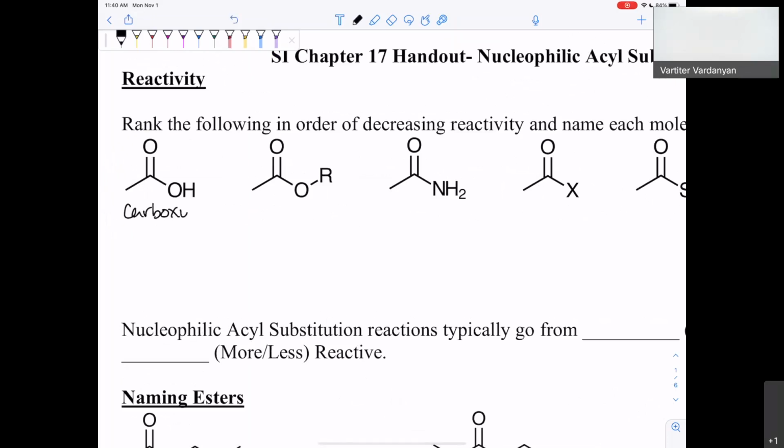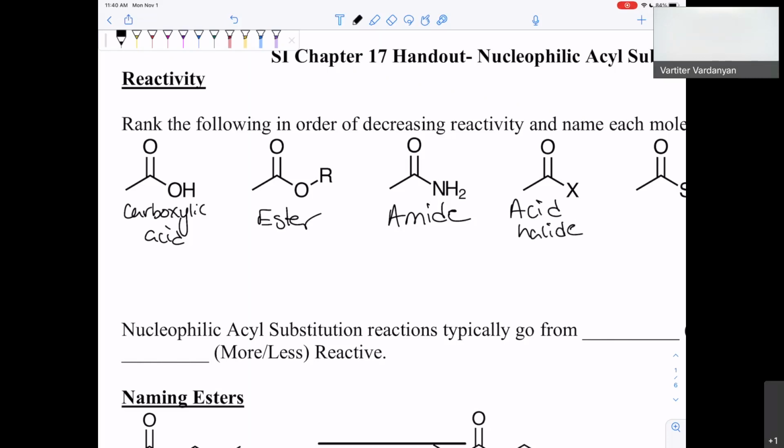Yep. What about this one? Ester. What about this one? Amide. What about this guy? This is a new one. Yes. Okay, so it's an acid halide. There's also another name for it, but acid halide is the most commonly used one.